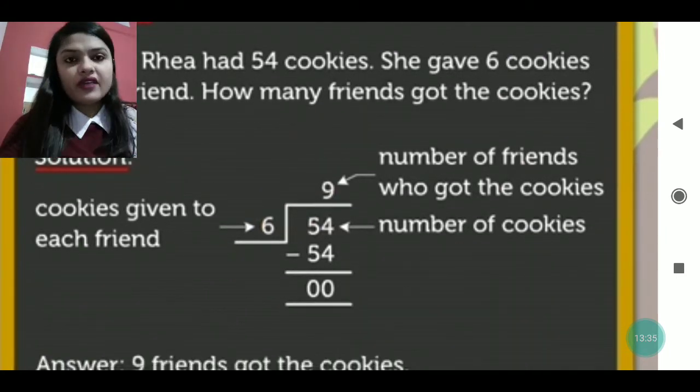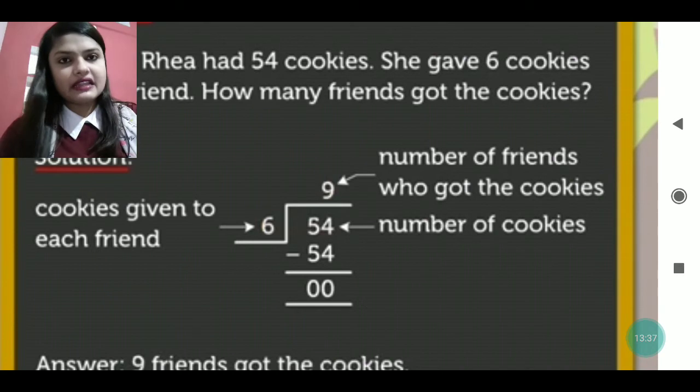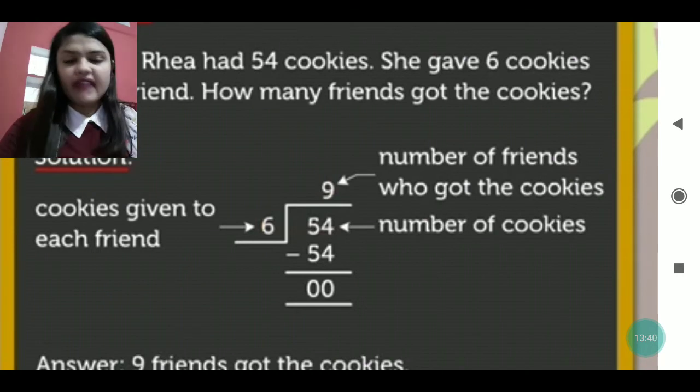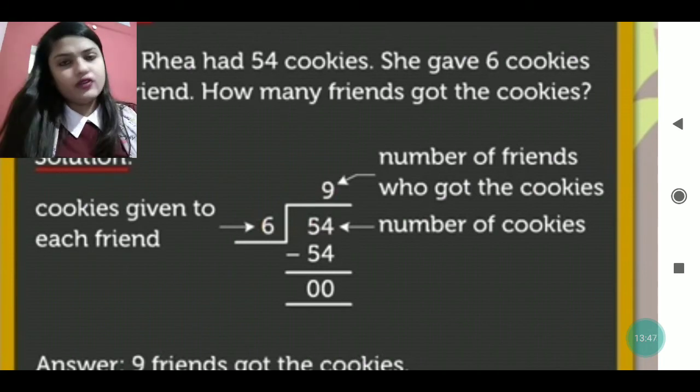See, 54 we will write in the dividend column and 6 we will write in the divisor column. Now we will divide it. When you read the table of 6, 9 times, you will get 54. You can read it out and you will find it out.